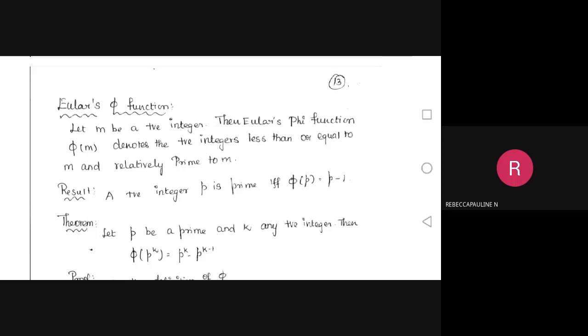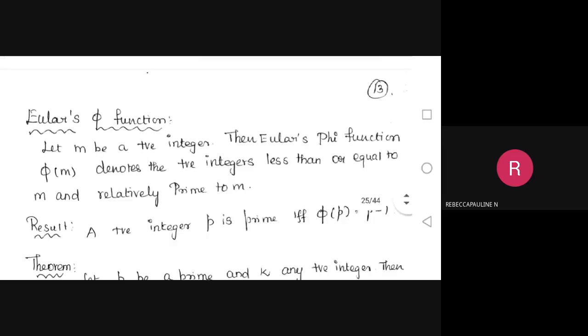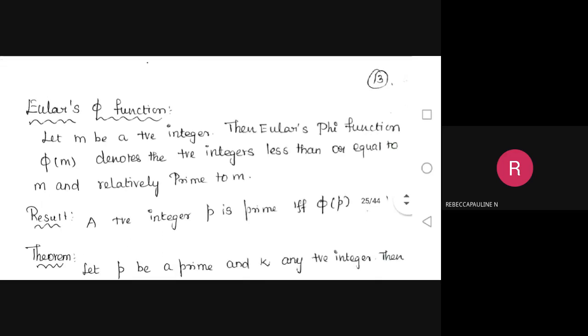Phi of m denotes the positive integers less than or equal to m and relatively prime to m.